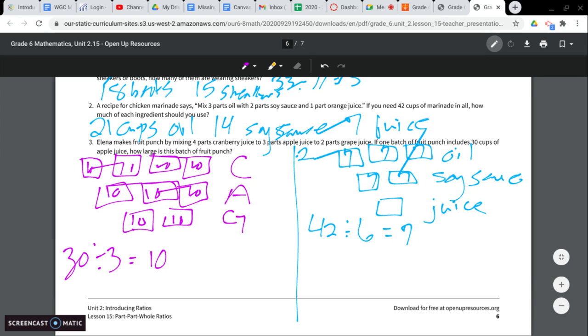So that means for cranberry juice, we're going to have 40. For apple juice, we know we have 30. And for grape juice, we have 20. Now, if we add these all together, 40 plus 30 is 70, plus 20 is 90. So that's how much fruit punch we have, 90 cups of fruit punch.